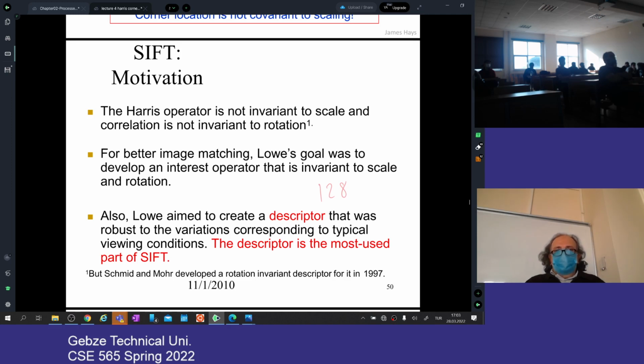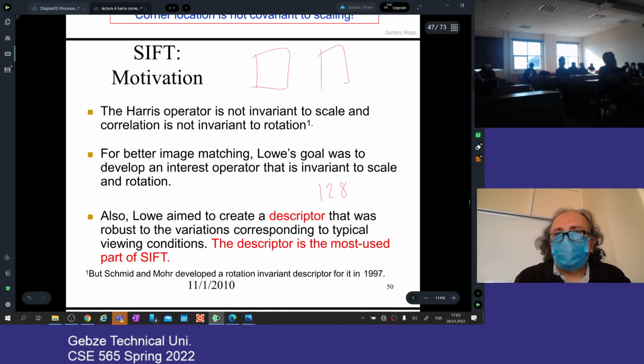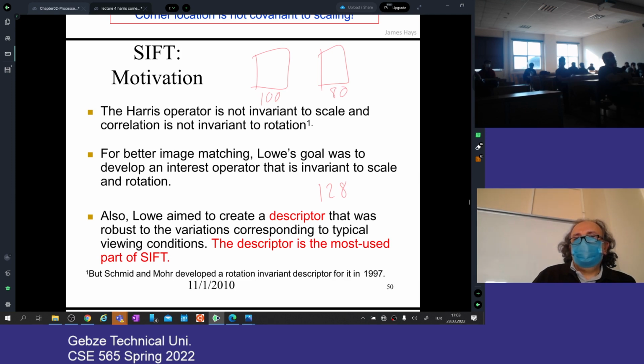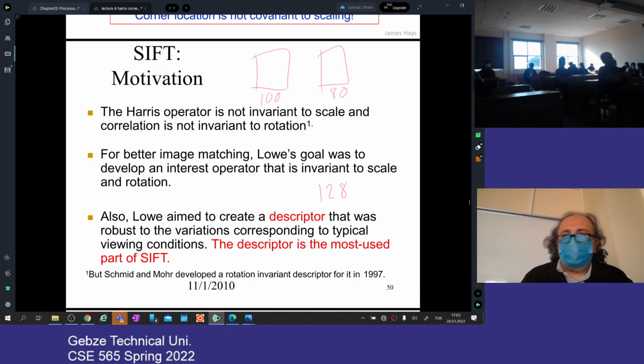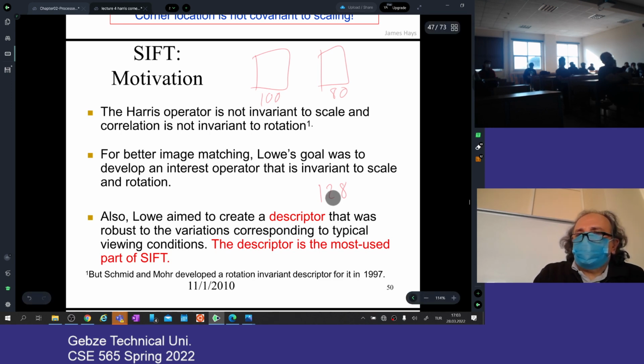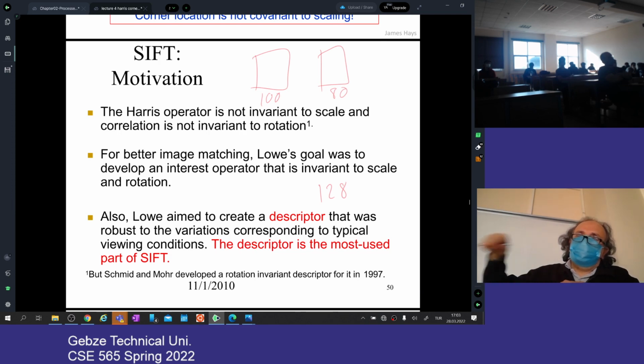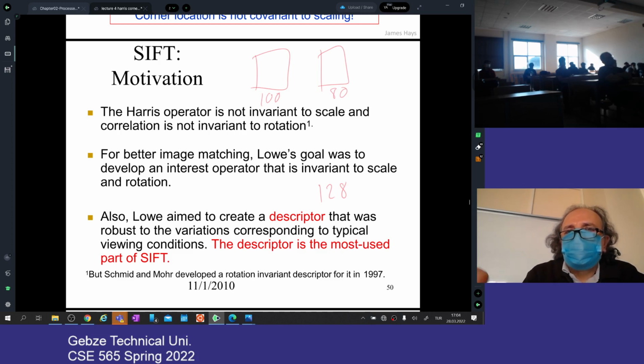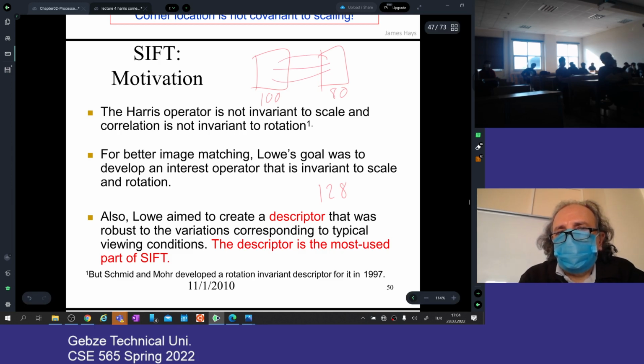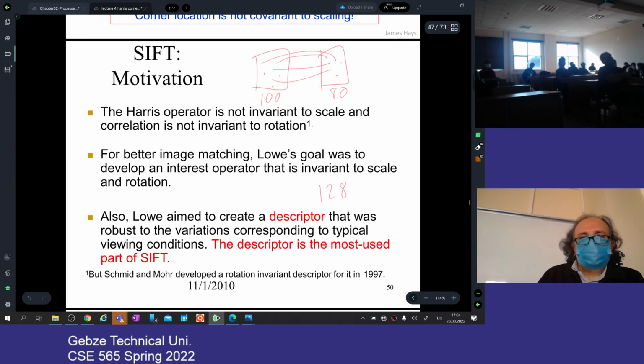Let's say I have two images of the same object. I produced 100 SIFT points on this one and 80 SIFT points on this one. Each one has a 128 dimensional vector. So I can compare these vectors with all the combinations, and I can say that this point corresponds to this one, and these ones don't correspond to each other. Some of them don't correspond to anybody. So that's a good thing.